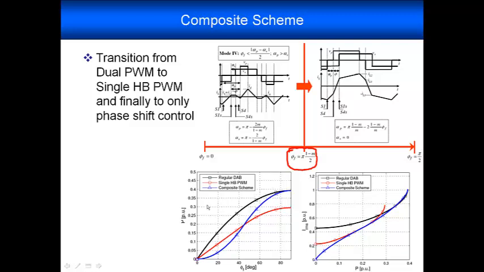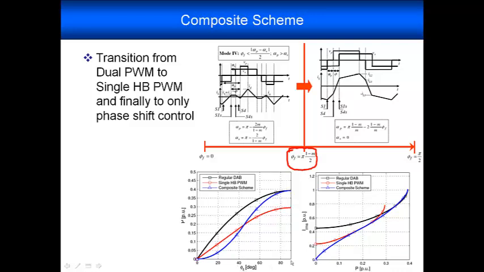This is the kind of power transfer you get with the composite scheme. It's the blue curve indicated here. So we started with the black curve without any PWM control. We introduced single H-bridge PWM control, which gives us a red curve. Now we introduced dual PWM control and a scheme to transition from dual PWM control to single PWM control, and eventually to no PWM at the maximum phase shift, maximum value of Phi-F.